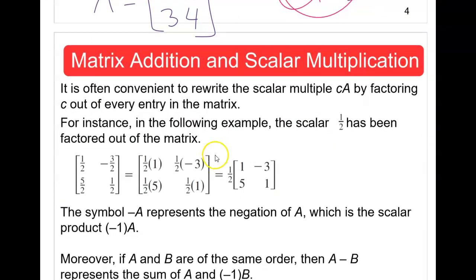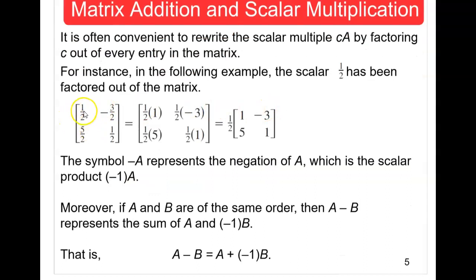So it is often convenient to rewrite the scalar multiple c times A by factoring c out of every entry in the matrix. For example, here we have a matrix with fractions. As you can see there, all the numerators are being divided by 2. So 1/2, negative 3/2, and so on. If we factor 1/2 out of every single entry, it's like you had 1/2, like right here, and then you divide that by 1/2 because we're factoring 1/2 out of it. So if we do that, we will get a 1. And so that's why we have a 1 right here.